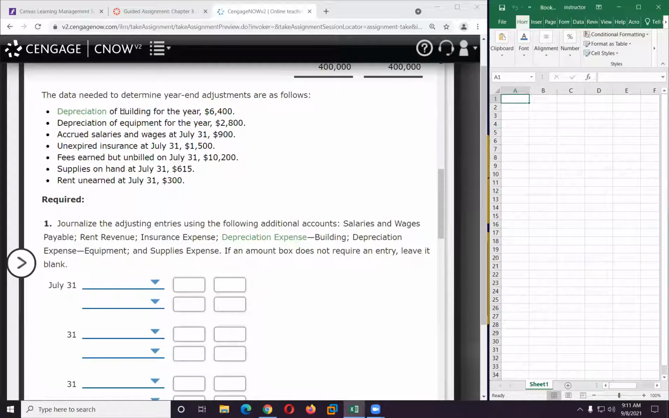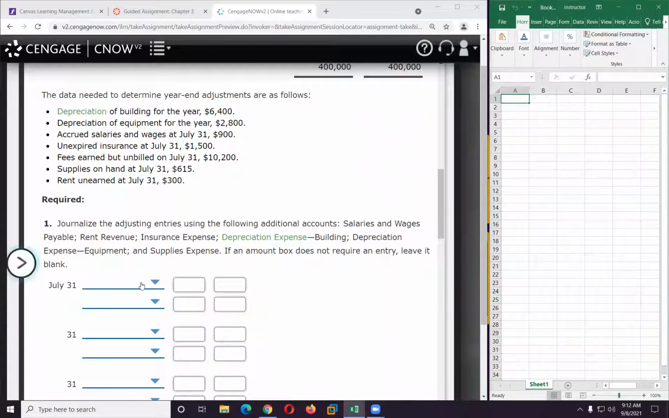So the first one it tells us is depreciation of the building for the year is $6,400. So this one, it's just telling us the amount of depreciation. You might in the future see a problem that says something like the building cost $100,000 and it has a useful life of 5 years. So it's expecting you to take that 100,000 and divide by 5 to figure out the amount of depreciation. This one's just given to us. The amount of depreciation is $6,400 on the building.